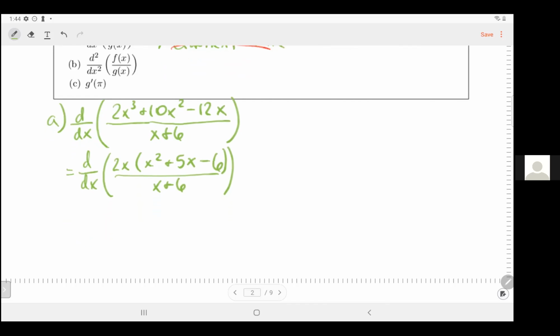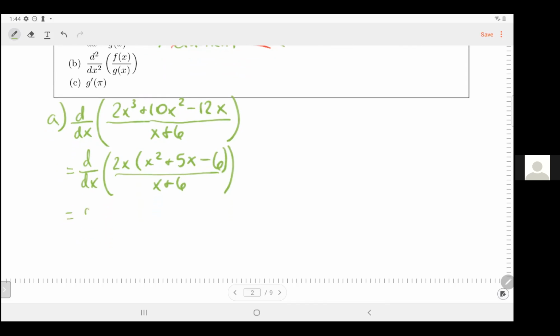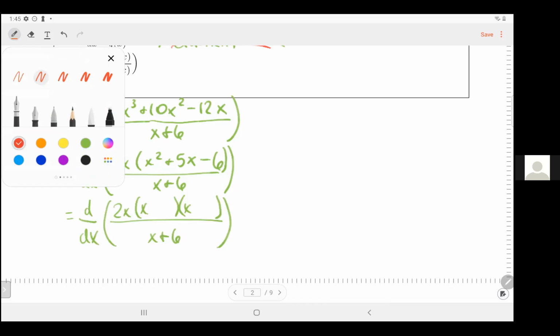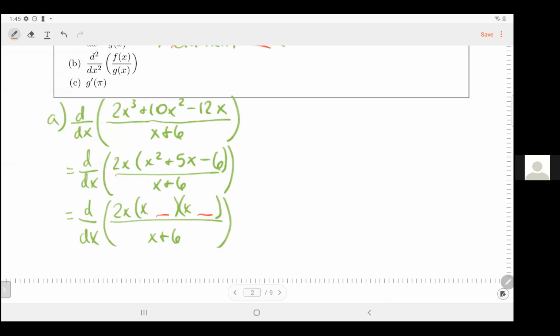Okay, and then I can do some actual like cool factorization here. So I still have the 2x. This is still x plus 6. But I can factor this into something. Does anyone know what numbers I would put here and here to factor that expression?